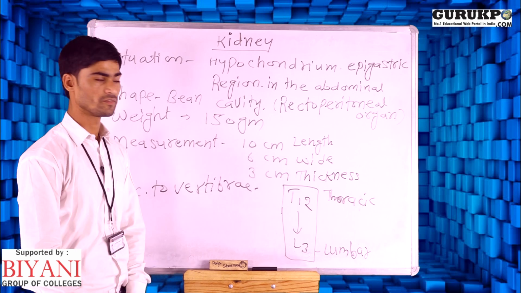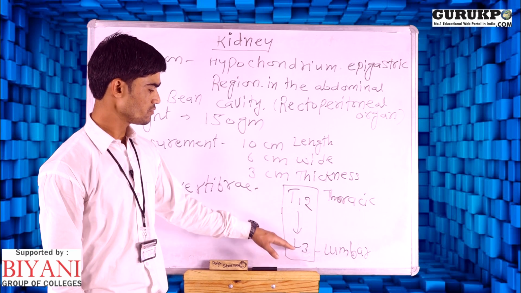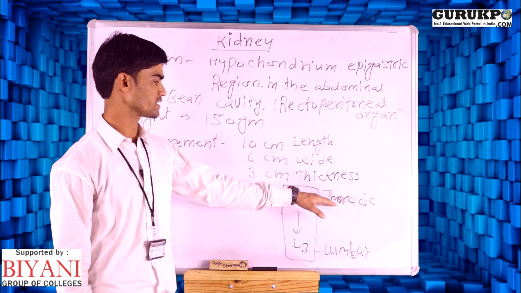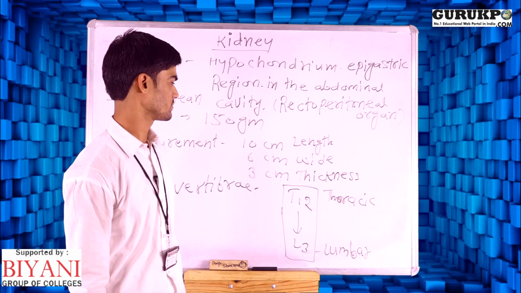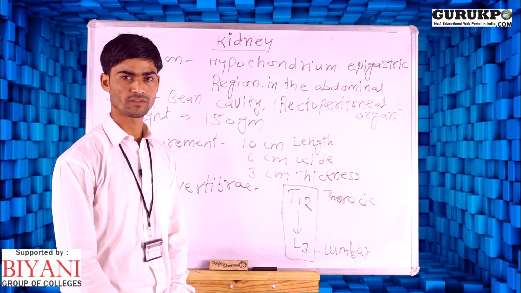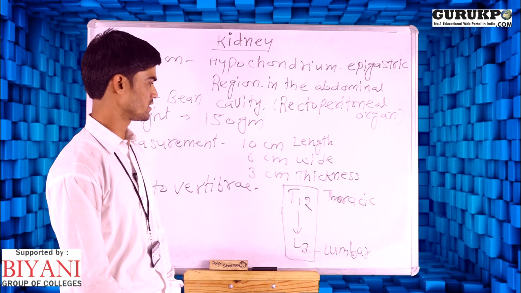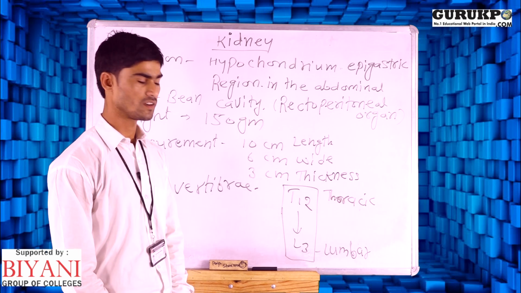According to vertebra, we can say kidney is situated from T12 to L3. T means thoracic vertebra 12 and L means lumbar vertebra 3. Right kidney is situated nearer to the midline than the left kidney, and right kidney is slightly lower than the left kidney.